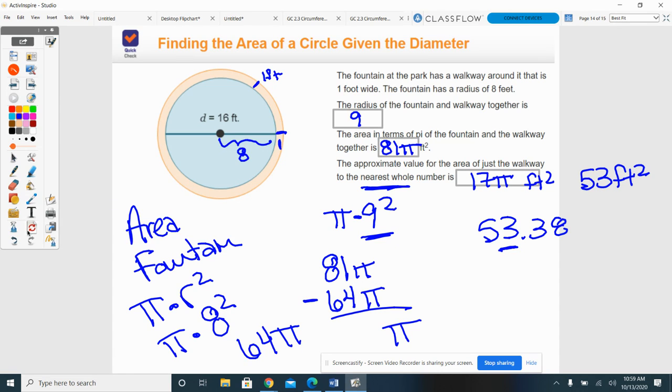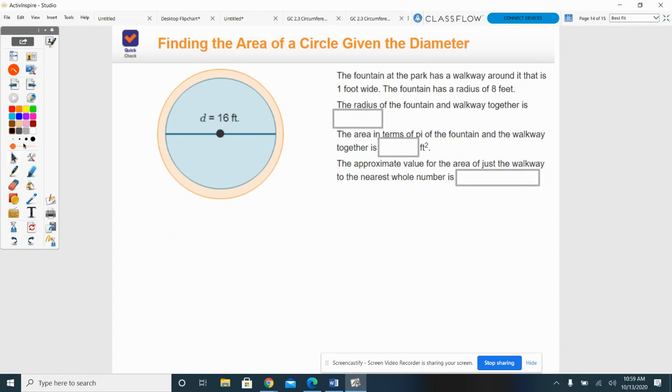Okay, so this is area of circles, a new formula. Be careful with the donut problems, and make sure you ask for help if you need it. Good job today.